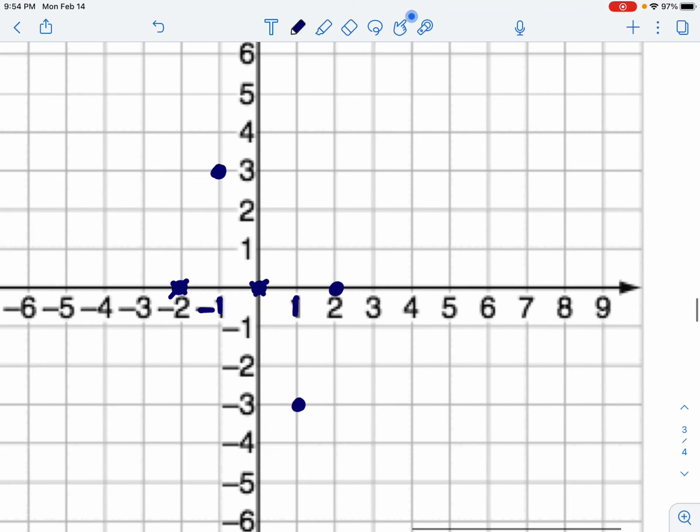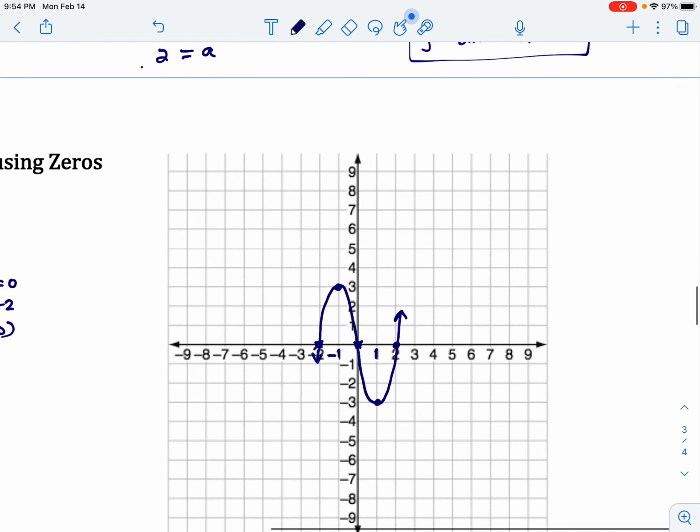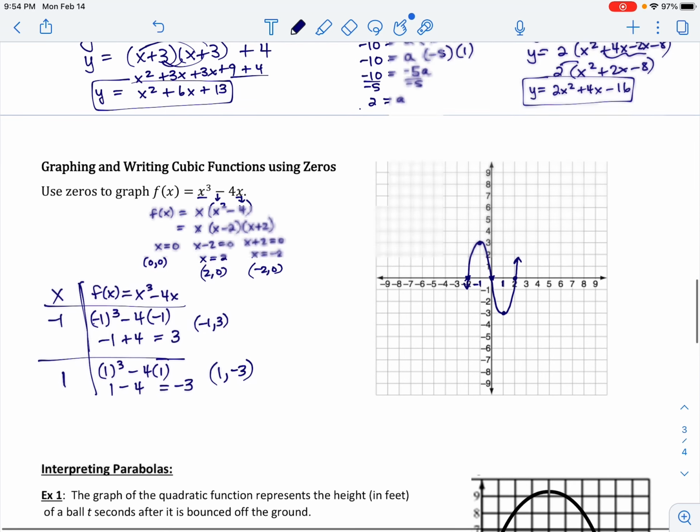Now I have some points that I can actually connect together. So let's make our curve. Our curve is going to come up. It's going to connect to this point. It's going to come down through 0, 0. Connect to the lower point, and it's going to come back up. This is the graph when we have a cubic function. So there you have it. It's like an S curve.